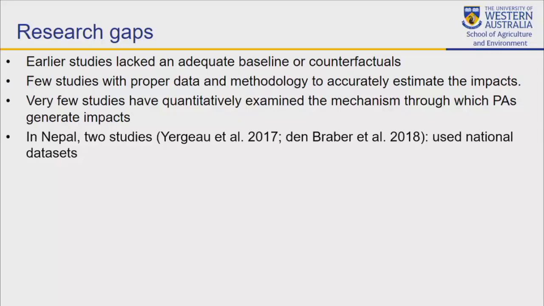Both of these studies have used national data sets like the Nepal Living Standard data and Nepal census data to look at the social impact of protected areas, and they have discussed the impact of protected areas on a broader scale. So we know that the impacts of the protected areas are largely borne by the local communities. The costs and benefits both are largely borne by the local community. It is essential to look at whether the impacts are at the local level.